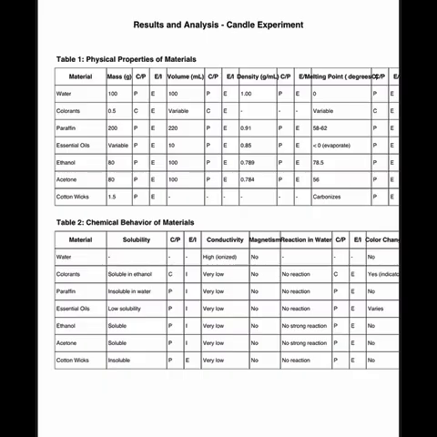In Part B, we added a few drops of essential oils. As expected, the heat released the fragrance into the air. These scents come from volatile organic compounds that evaporate when heated, allowing us to smell them.